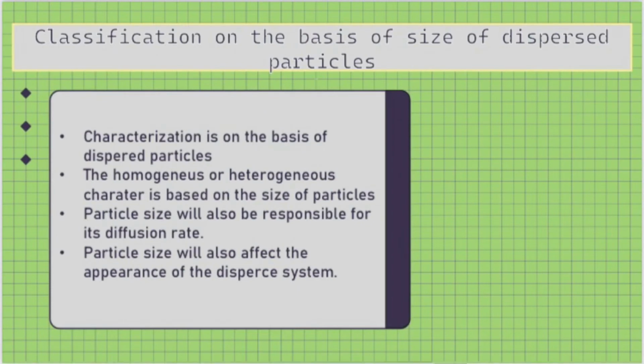The classification on the basis of size of dispersed particles. First, characterization is on the basis of dispersed particles. Second, the homogeneous or heterogeneous character is based on the size of particles. Third, particle size will also be responsible for its diffusion rate. And the last, particle size will also affect the appearance of the dispersed system.